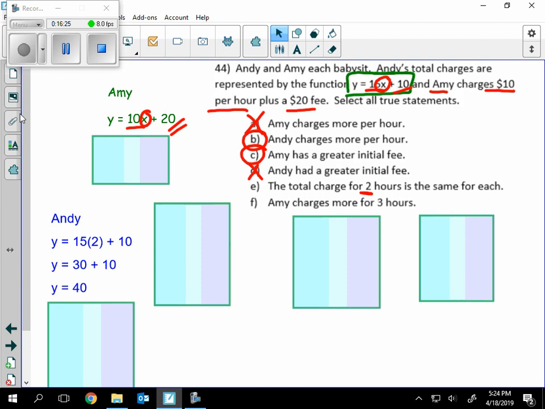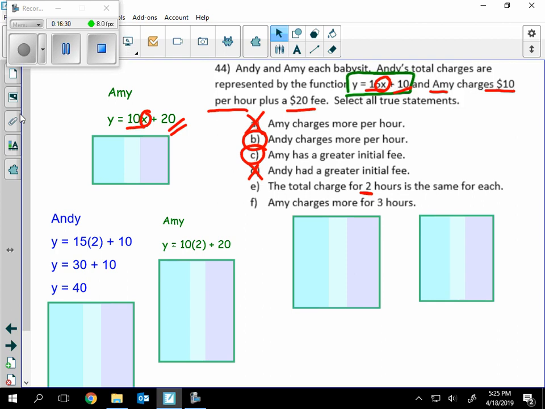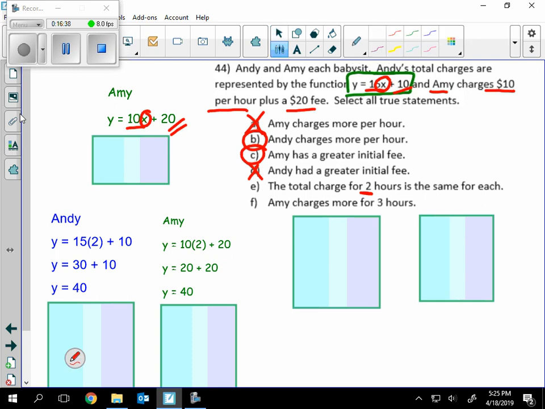What does Amy charge? Well, we take her equation and we plug in 2 for x. 10 times 2 is 20, plus 20 is 40. So they charge the same. Oh, and that's what it said. They do. They charge the same for 2 hours.